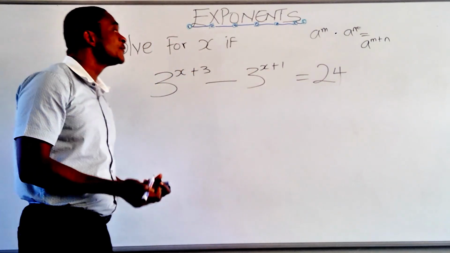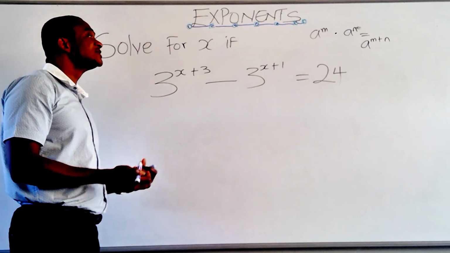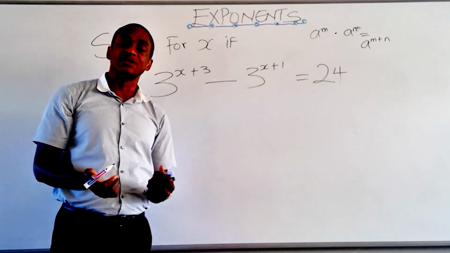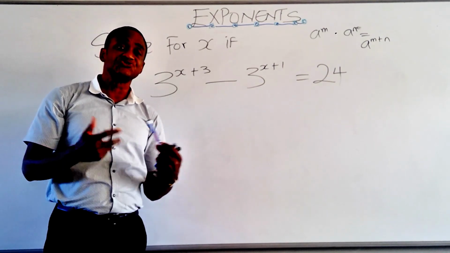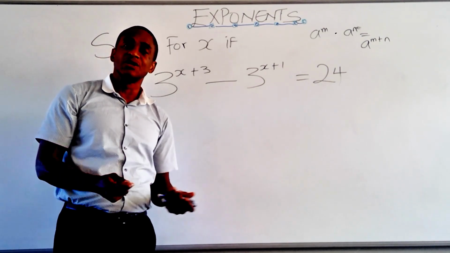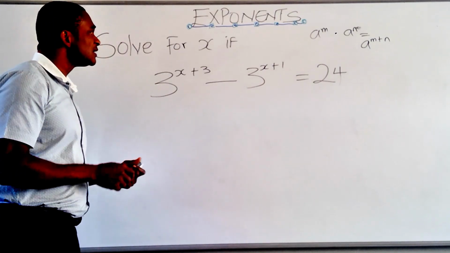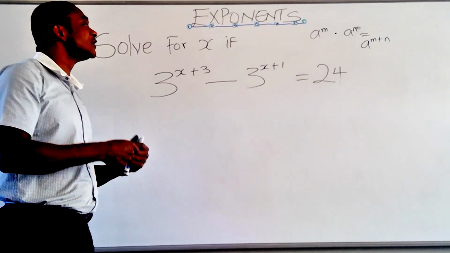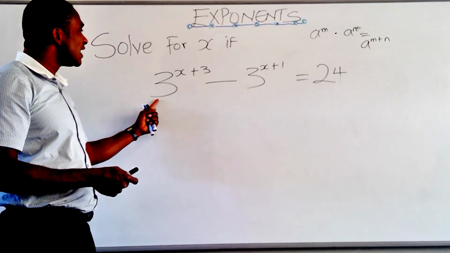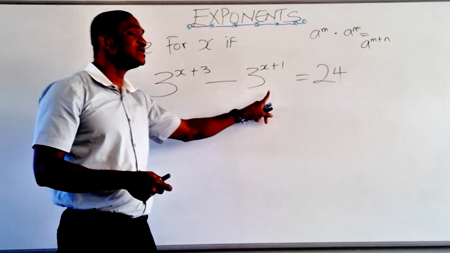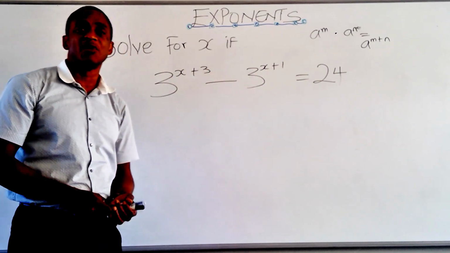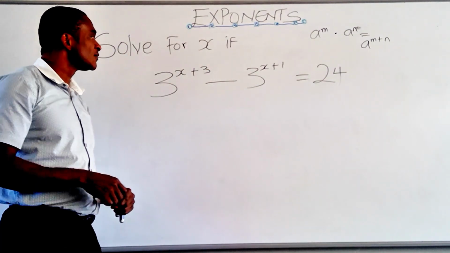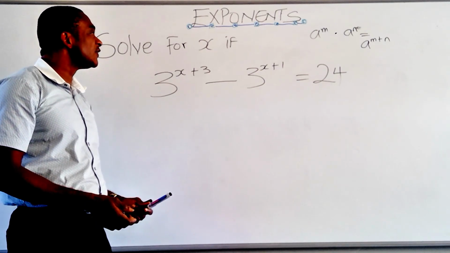to 24. What do we do to factorize? We have different methods of factorization. We have the common factor, we have difference of two squares, trinomial, cubic, and the grouping. So we will have to figure out which one works. Here we have 3 as a base on this side, 3 as a base on this side. We have x and x. So let's try the common factor first. How do we get a common factor out of this?